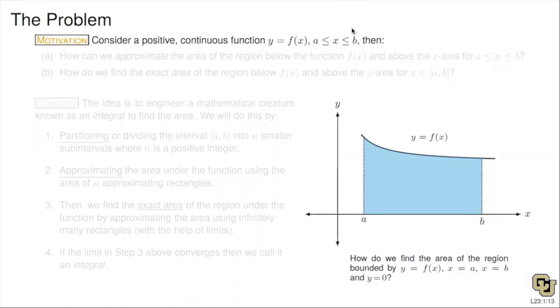So the question here is, given some positive function f of x, for x between a and b, what is the area of the region below the curve, above the x-axis, and between the numbers a and b? So this region here below the curve, this area, we want to answer the question, what's the area?